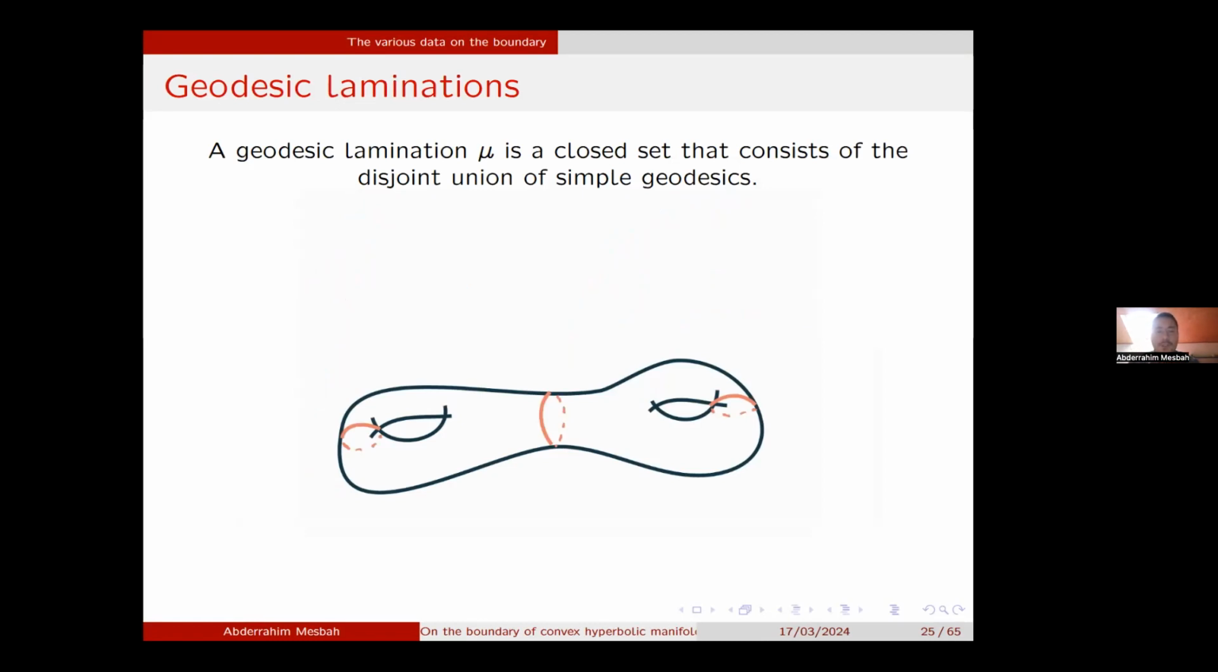So what do we mean by geodesic lamination? We just mean that it is a closed set on a hyperbolic surface that consists of the disjoint union of simple geodesics. As we can see here in this example, these three geodesics form a geodesic lamination because they are three disjoint simple geodesics.